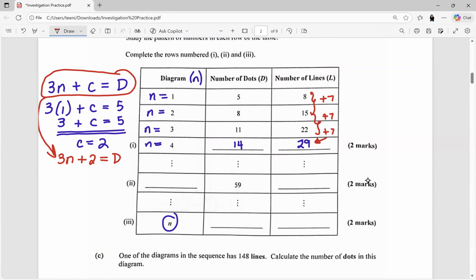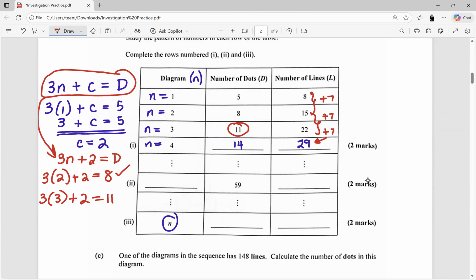And let's put that to the test. Well, when n is 2 in the second diagram, the number of dots is supposed to be 8. Let's see if that works out. Well, 3 times 2 plus 2 is actually equal to 8. So it does work out for that one. And just to be sure, let's see if it works out for when n is 3. We expect that the number of dots will be 11. So 3 times 3 plus 2 is actually 11.